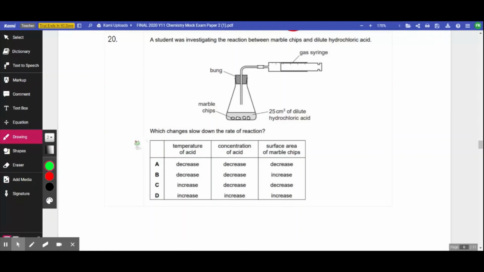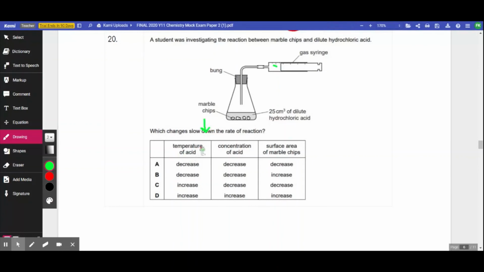A student is investigating rate of reaction. You've got a gas syringe, so clearly a gas is coming out from this reaction. It is actually carbon dioxide, but you don't need to know about that. Marble chips is calcium carbonate, and you've got hydrochloric acid. You're leaving calcium chloride as a solution, the carbon dioxide comes off, and the water stays as well, the water product. Which changes slow down the rate of reaction? Slow down is what you're actually looking for.